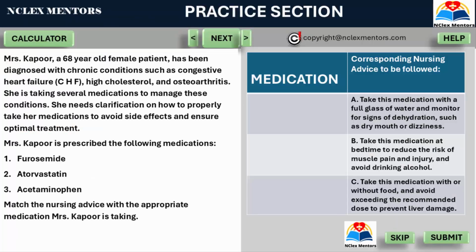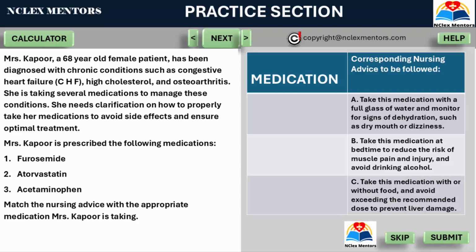Mrs. Kapoor, a 68-year-old female patient, has been diagnosed with chronic conditions such as congestive heart failure, CHF, high cholesterol, and osteoarthritis. She is taking several medications to manage these conditions. She needs clarification on how to properly take her medications to avoid side effects and ensure optimal treatment. Mrs. Kapoor is prescribed the following medications.